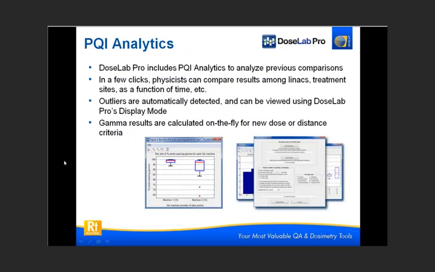The other nice thing is, since DoseLab saves all of its IMRT-QA results, we can go back with PQI Analytics and analyze them in just a couple clicks. And you'll see we can analyze them as a function of different QA machines, different energies, etc. We can also calculate new gamma results on the fly for new dose or distance criteria.